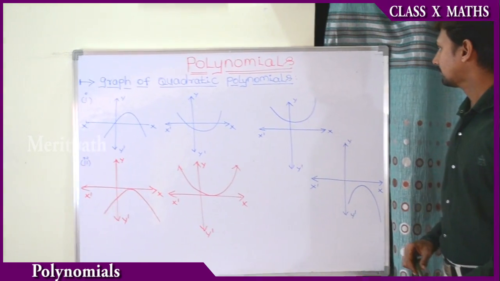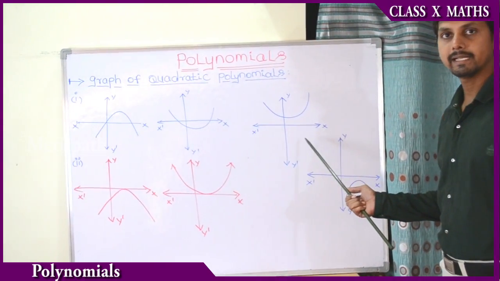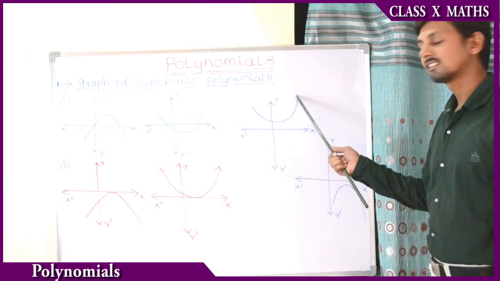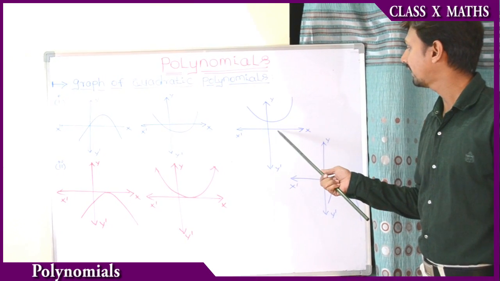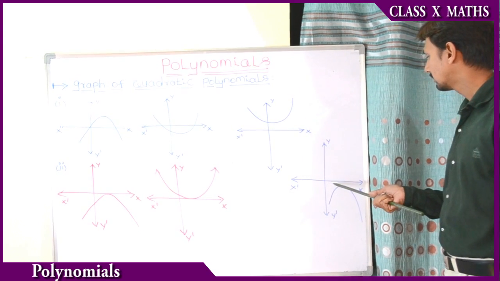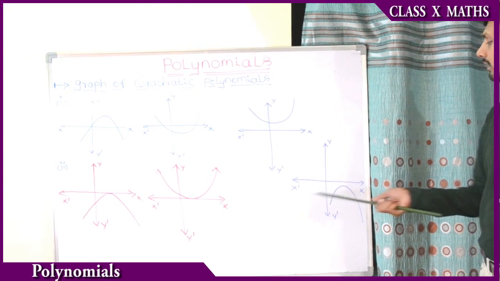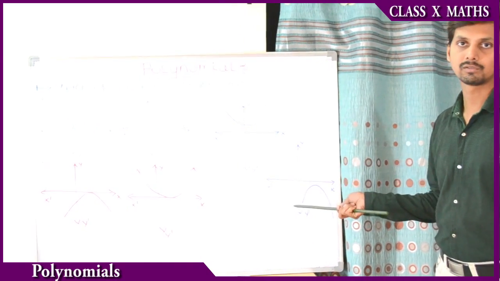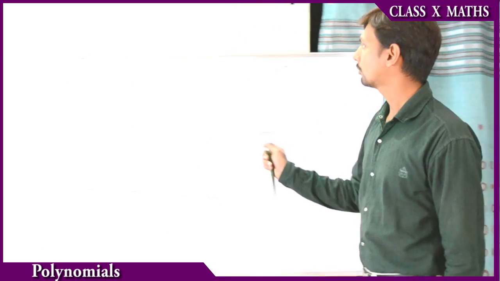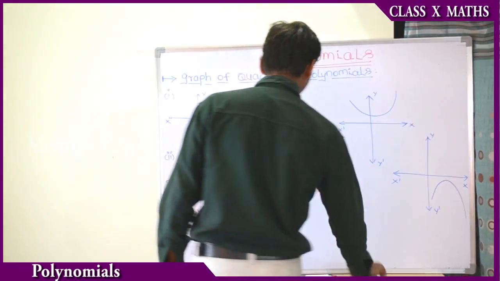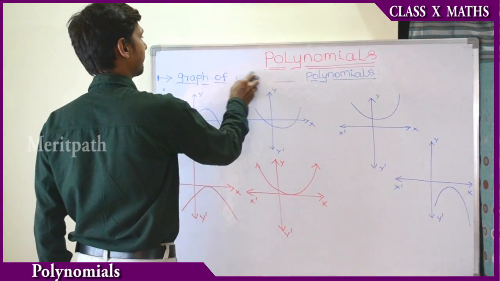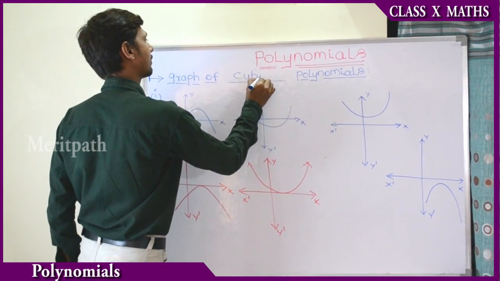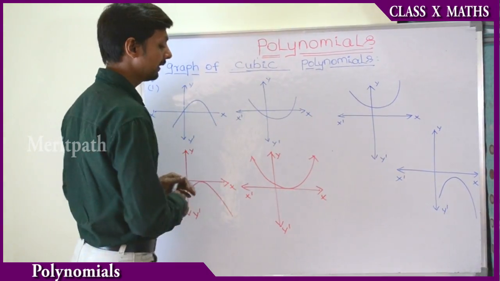And let us see the third case. We see here this polynomial is not intersecting the x-axis at any point, and here also it's not intersecting the x-axis at any point, so it doesn't have any zeros. So this is a graph of a quadratic polynomial. Now let us learn about cubic polynomial.